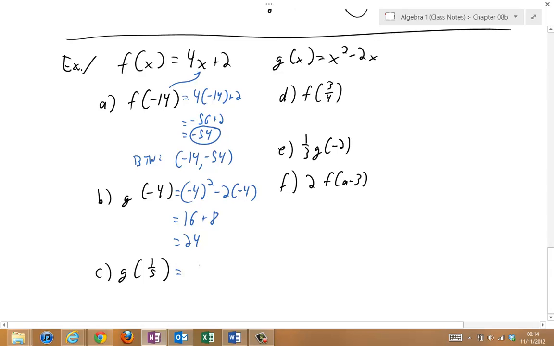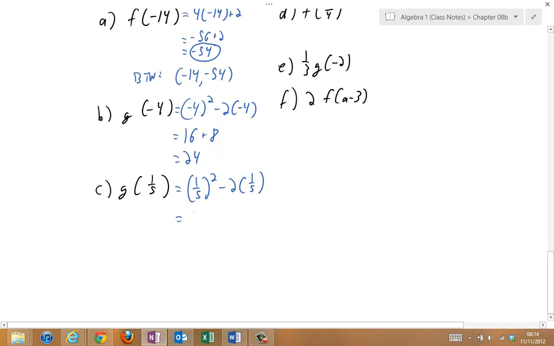G of positive 1/5. So let's do 1/5 squared minus 2 times 1/5. 1/5 squared is the same thing as 1/5 times 1/5. And this would be minus 2/5. 1/5 times 1/5 is 1/25 minus 2/5. And that's the same thing as 1/25 minus, let's change this into 10/25. And I get negative 9/25 as a final.